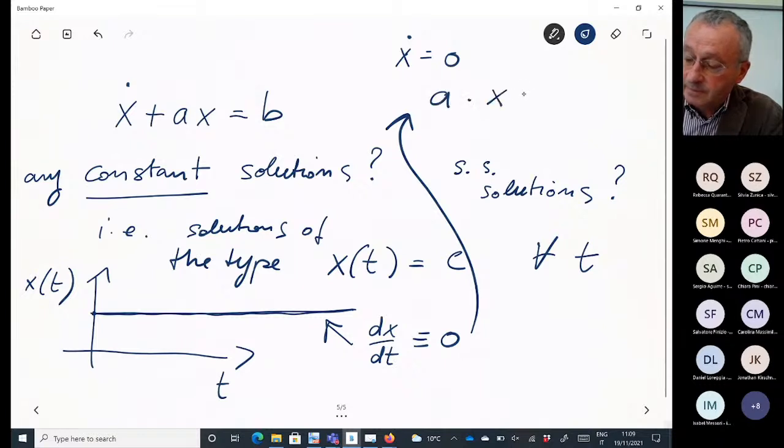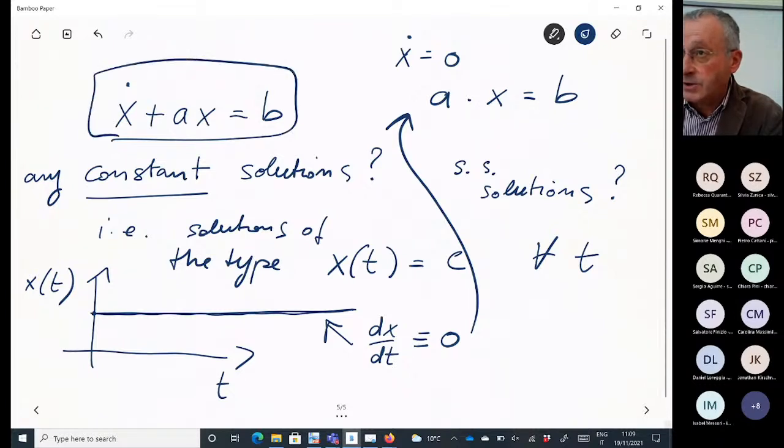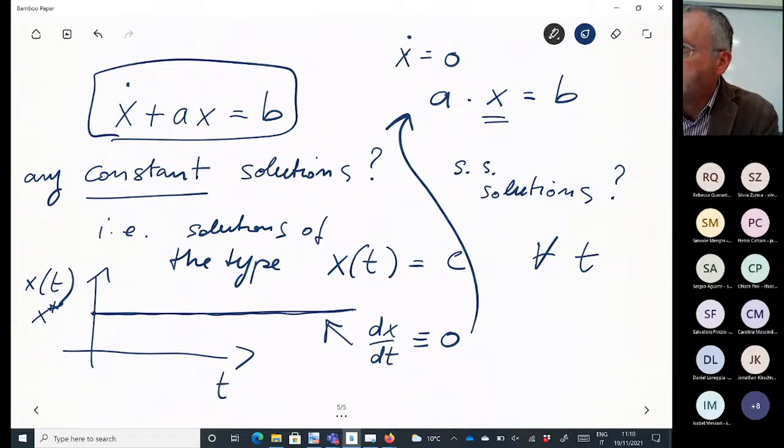The equation becomes like this, because our solution must satisfy the equation. But if we want to find the constant solutions, its derivative will be 0, and this will be constant, okay? So what is the constant level x? Characterizing a constant solution in this case, our constant level x will be x equal to b over a, okay? Is that clear? So the first step is to find the constant solution.